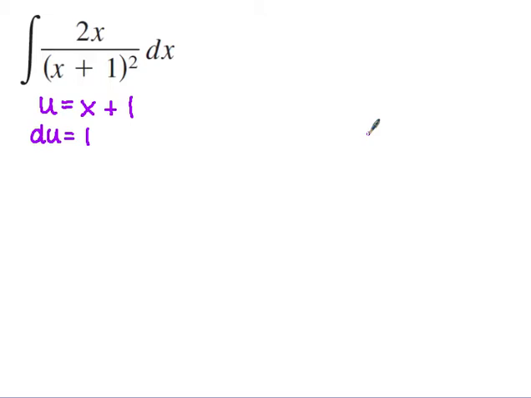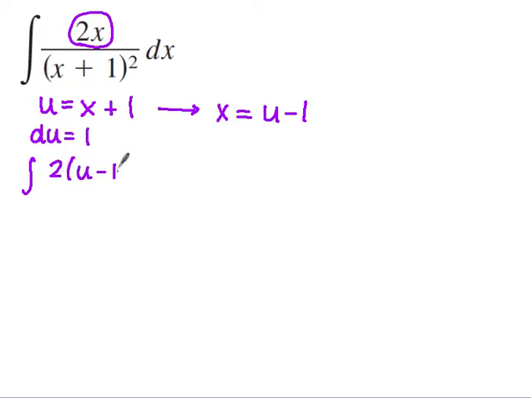I've got u equals x plus 1. And so the only issue I have now is how do I write 2x? So what I'm going to do is solve this equation right here for x. So in this case, x would equal what? 1 minus u. How about u minus 1? Yeah. So now in my integral, I have 2 times u minus 1 over u squared.